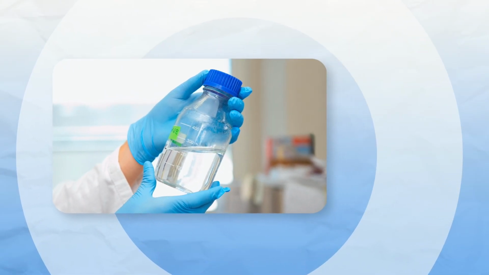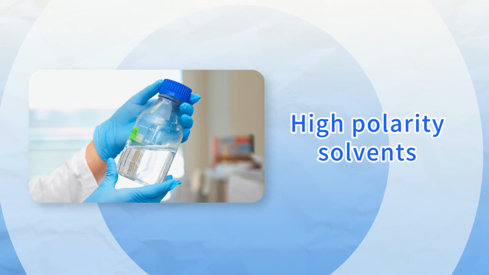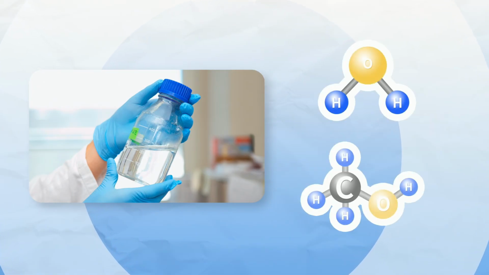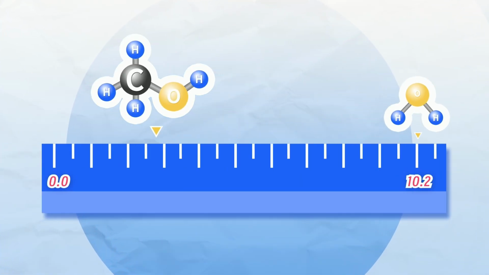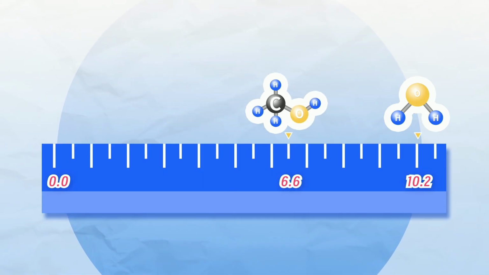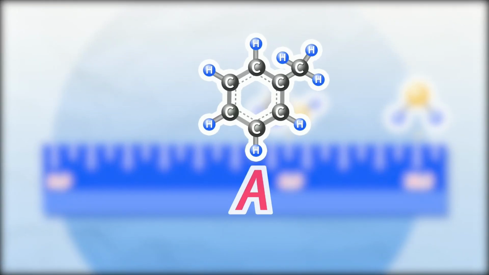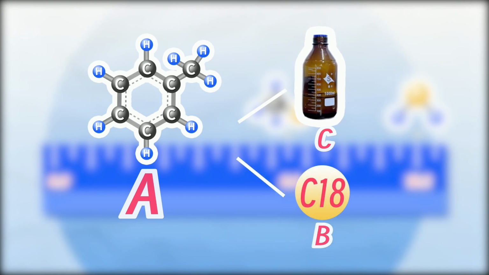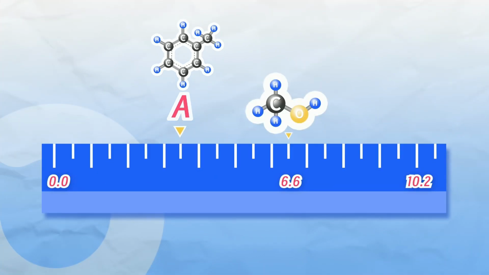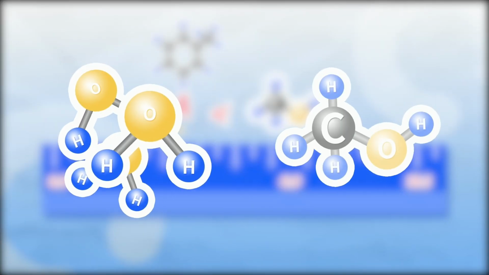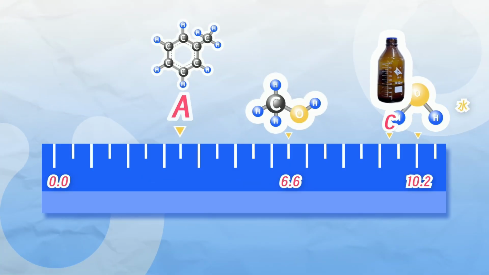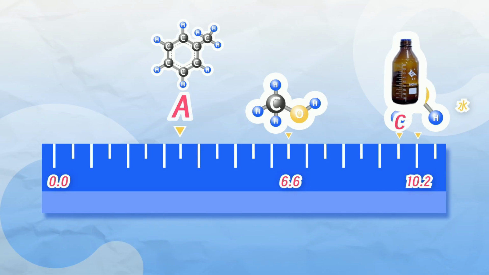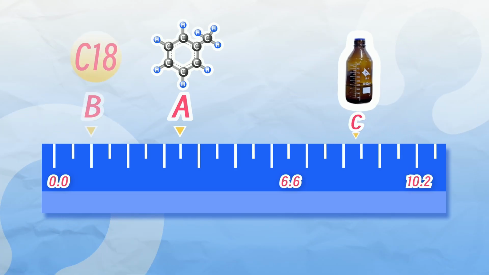In RPLC, the mobile phase typically consists of high-polarity solvents, such as water and methanol. Water has a polarity of 10.2, while methanol has a polarity of 6.6. Since compounds are retained in both the mobile and stationary phases, their polarity values are usually less than 6.6. The mobile phase polarity, C, depending on the ratio of water and methanol, falls between 6.6 and 10.2. Among these three polarity values, the mobile phase polarity is the only adjustable parameter.